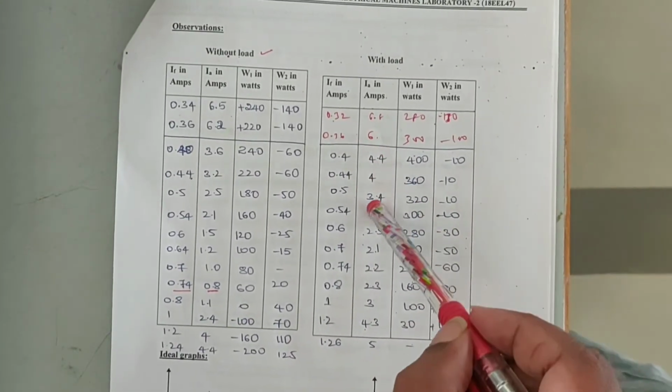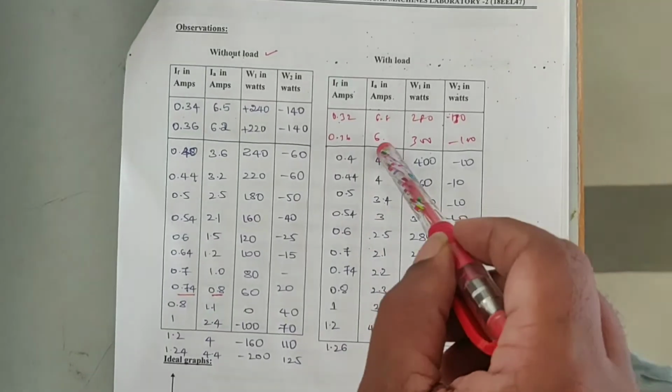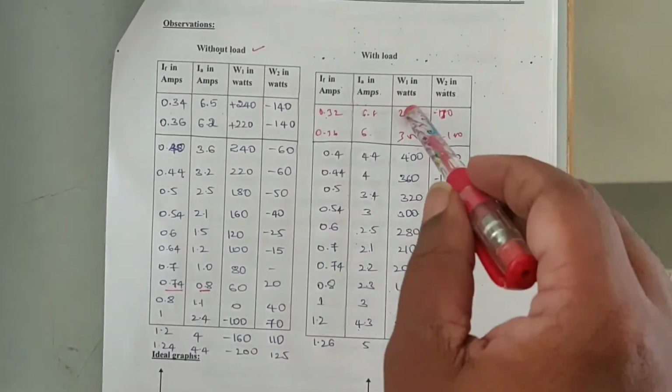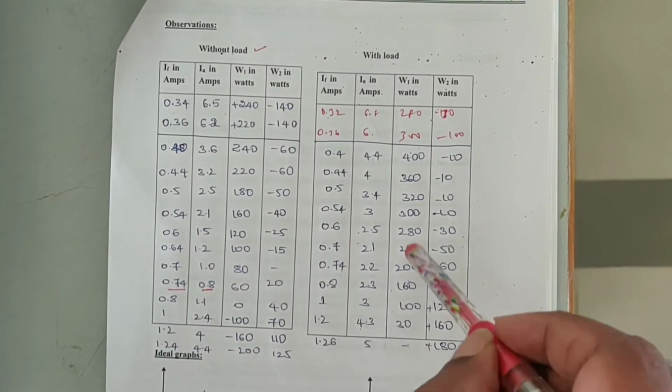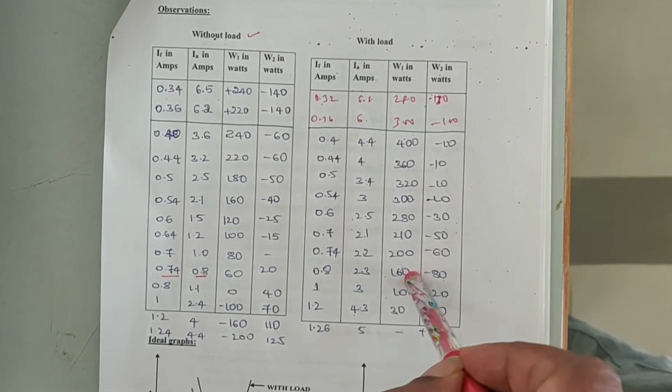You have to take the samples in such a way that you can plot this curve, without load and then with load conditions. This is for with load. Simultaneously you have to note down W1, W2 values also. By going through these two readings, you have to calculate the power factor here.